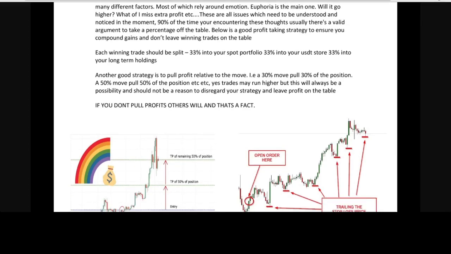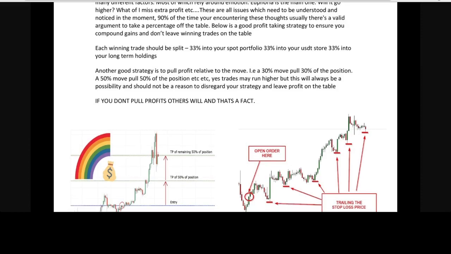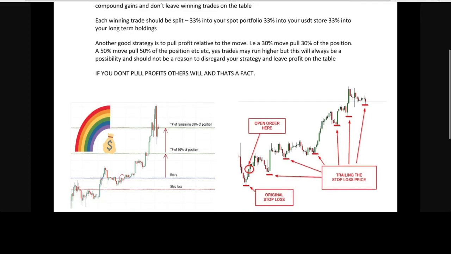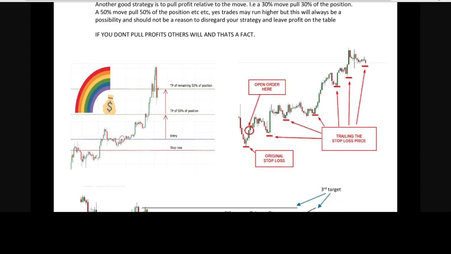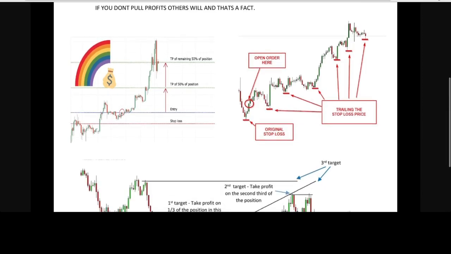Another good strategy is to pull profit relative to the move, i.e. a 30% move, pull 30% of the position. A 50% move, pull 50% of the position, etc. Yes, trades may run higher, but this will always be a possibility and should not be a reason to disregard your strategy and leave profit on the table. If you don't pull profits, others will, and that is a fact. And obviously when others start to take profit, the market starts to go down, you actually start losing money, not making money. And that's the key one here.